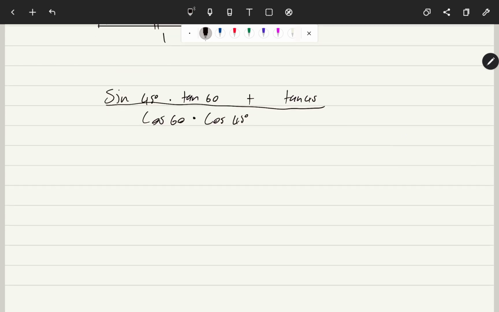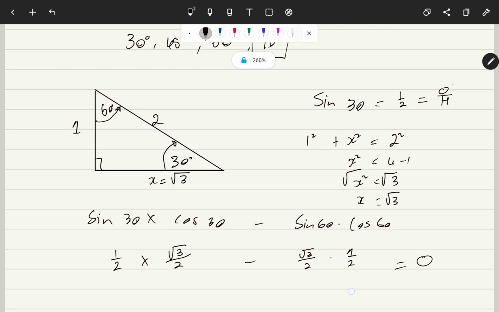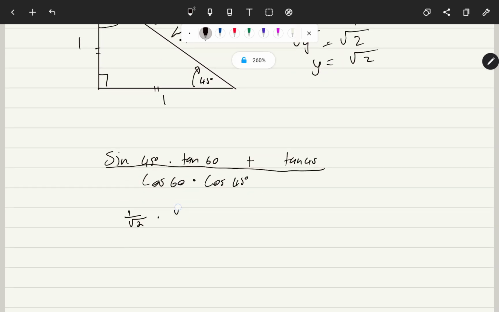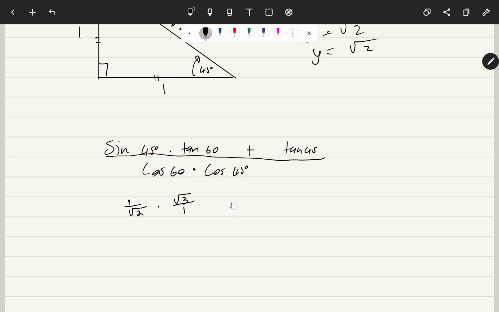And so sine 45, you go to the 45 degrees triangle. You can literally use any angle. I'll use this one. So sine is opposite, that is 1, so that is 1 all over square root of 2, right? Multiply by tan 60. So I go back to my triangle. Tangent, remember, is opposite over adjacent. So opposite 60 is square root of 3, so it's square root of 3 all over adjacent. I think that is 1. Yes, adjacent is 1.